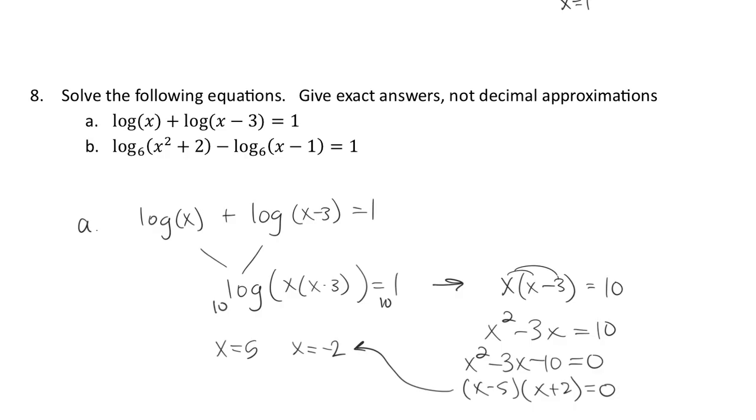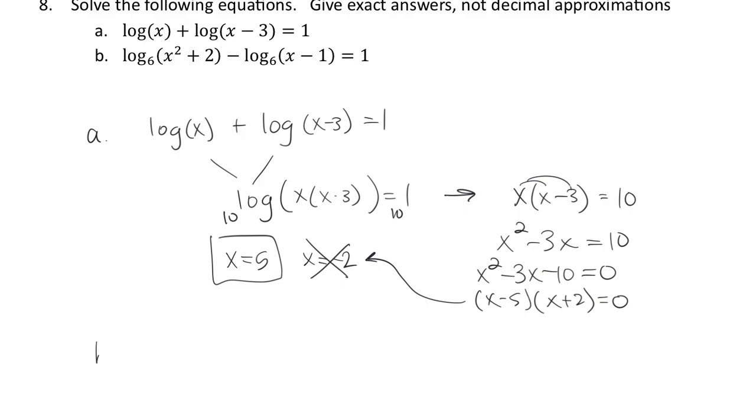Now the problem here is negative 2. In the original version of the equation, you can't have a negative input into a logarithm, or you can't have a value that makes the logarithm negative. So negative 2 is an extraneous solution. 5 works here. 5 minus 3 is 2, so it works there. So x equals 5 is the only valid solution from part A.